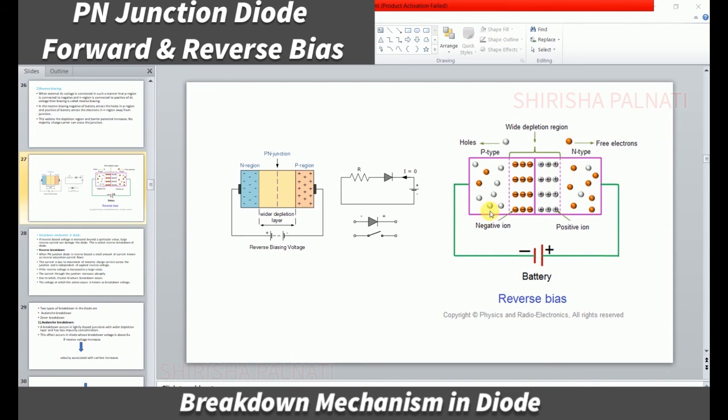So here the p type has some minority charge carriers and the n type also has some minority charge carriers. Both minority charge carriers are connected to the same terminal of the battery. So here the minority charge carriers are attracted to the junction, and the reverse biased PN junction diode allows a little bit of current. Okay. And next, in the reverse bias, if you increase the external voltage, then the diode is damaged.